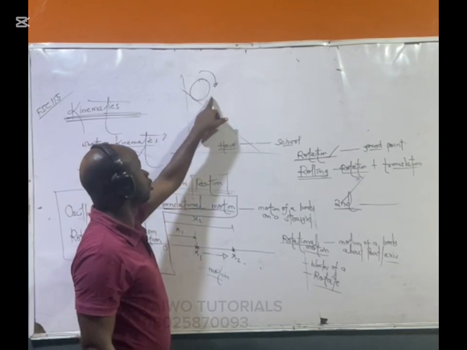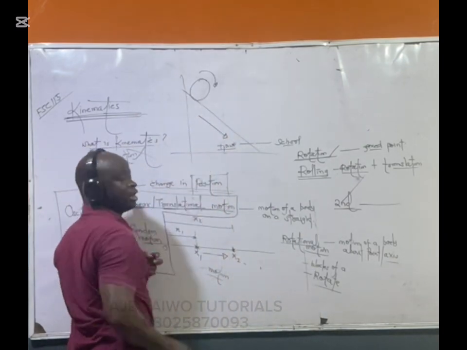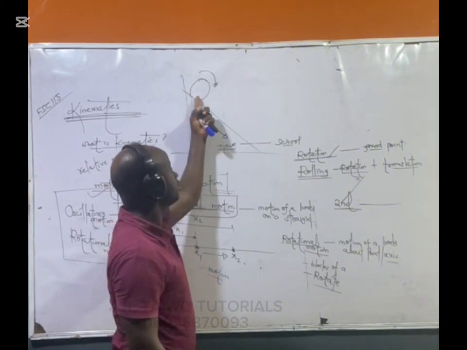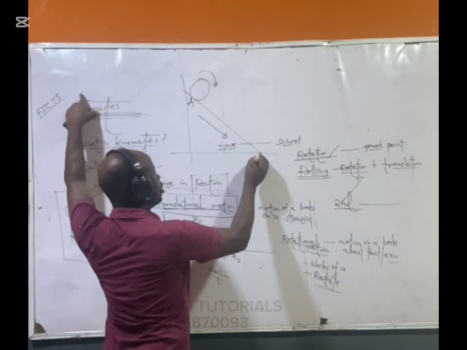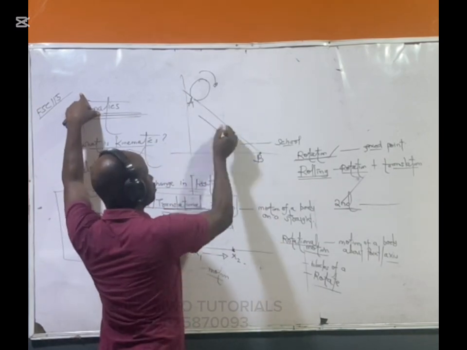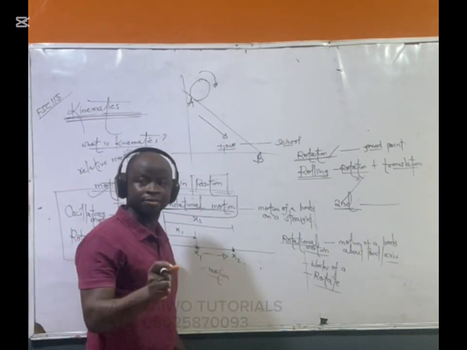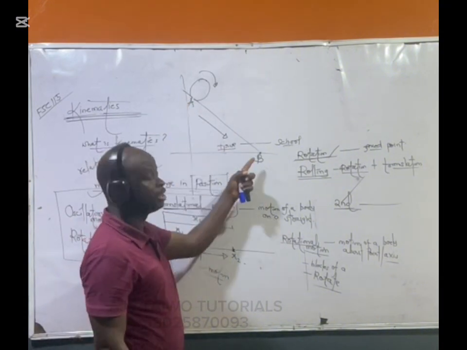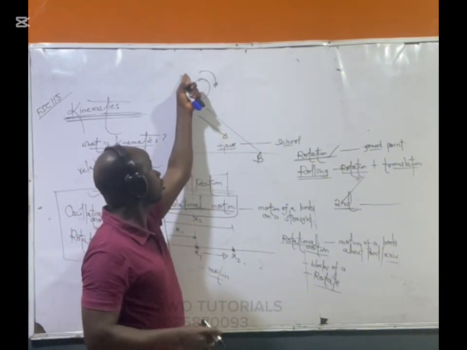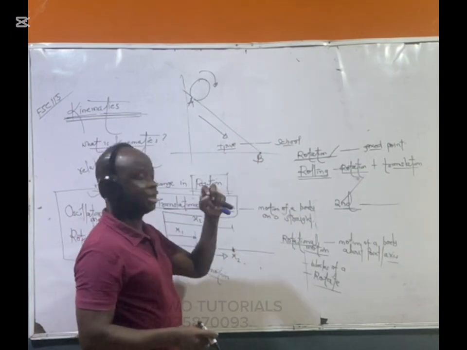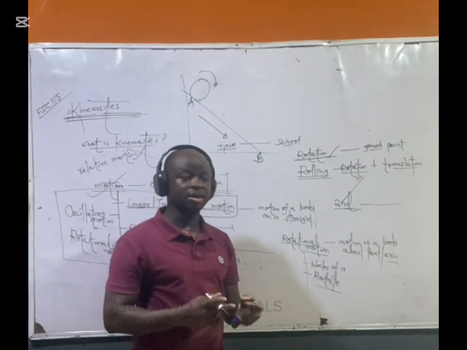But as the body is rolling, it's also translating, meaning it's going from one point to another. Like the girl said, from point A to point B. That is translational motion. You go from point A to point B, that's translational already. But the body here rolls to get here, meaning it rotates and translates.